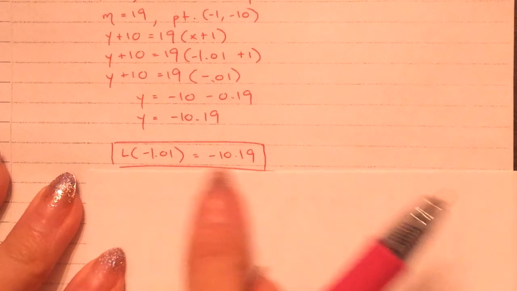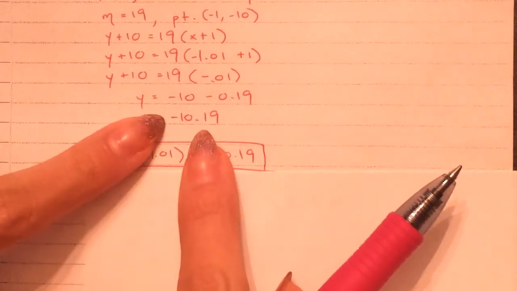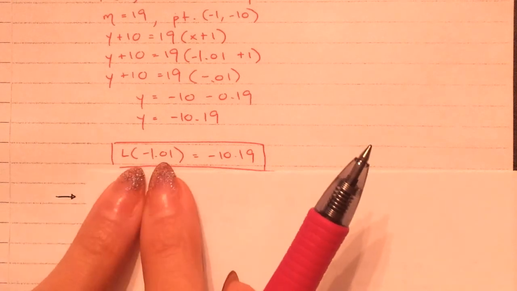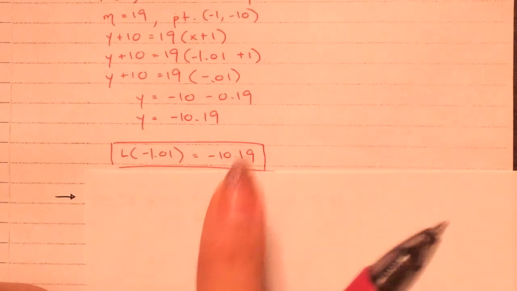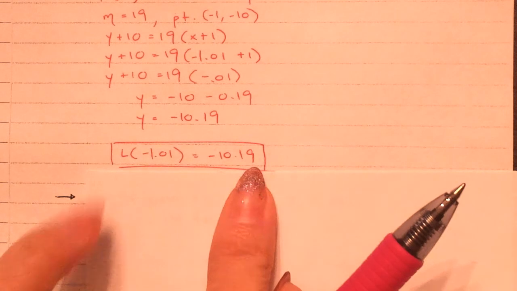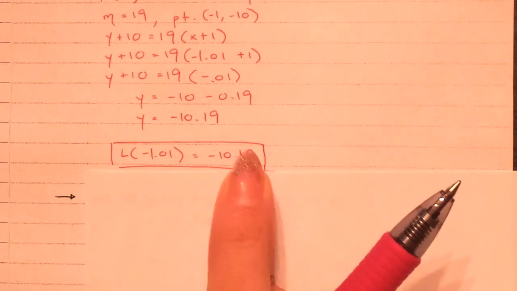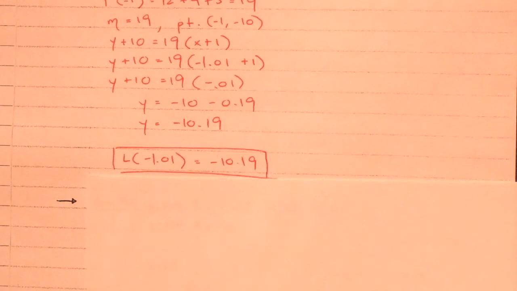And again, this is okay, but I'm saying as my final answer, the linearization of negative 1.01 is this much. So I approximated to get this answer. This is not my f value, my y value, technically. Okay? So there's your example number 2.